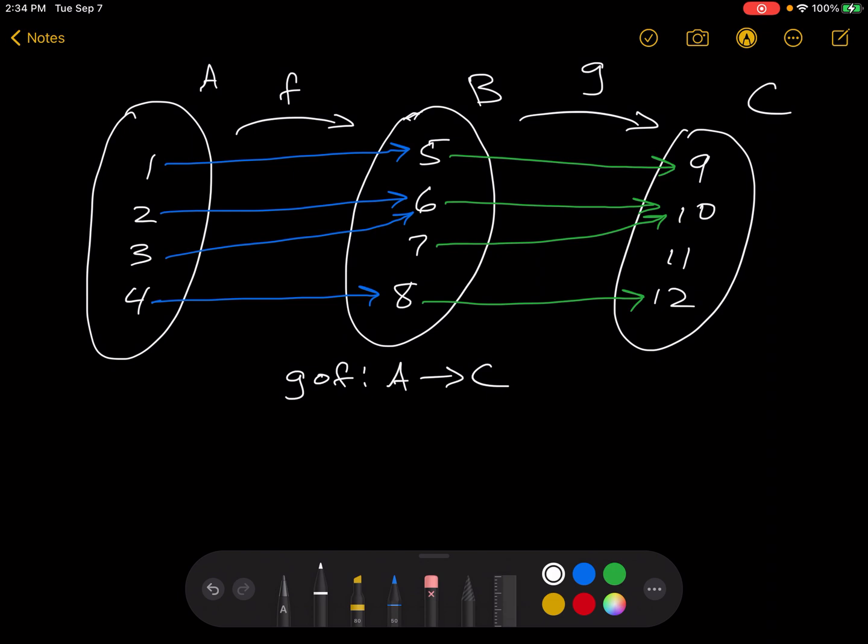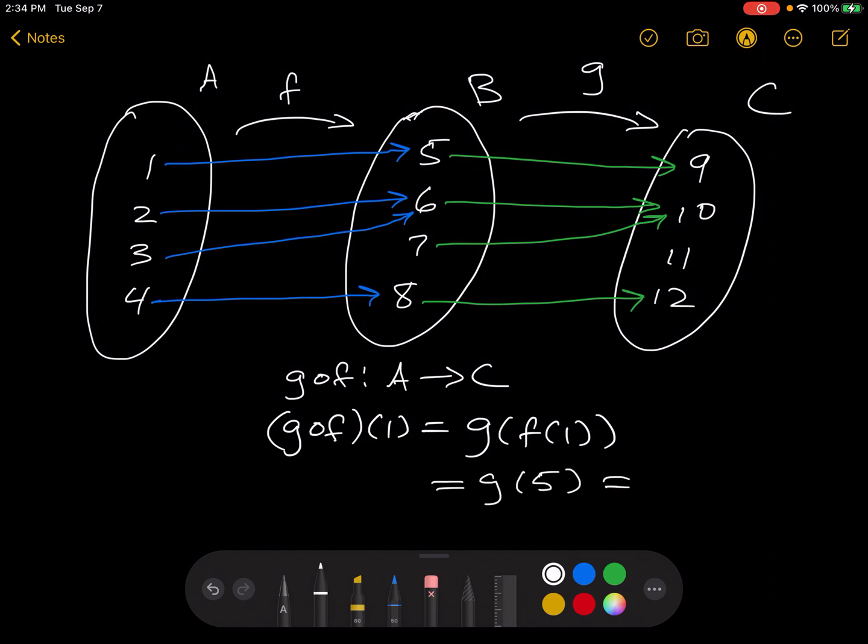We have G composed with F. This is because G composed with F of 1 is G of F of 1. Now what's F of 1? F of 1 is 5. So we have G of 5. And G of 5, let's see, that's 9. And so this is why we write it in the reverse order, reverse of your intuition.